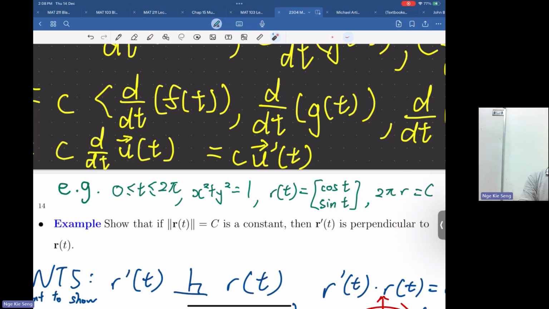How on earth are we going to prove this? How can you deduce an angle from the length? Can you imagine what the object is? The vector is always having a constant length. Circle. What's the tangent vector on the circle?